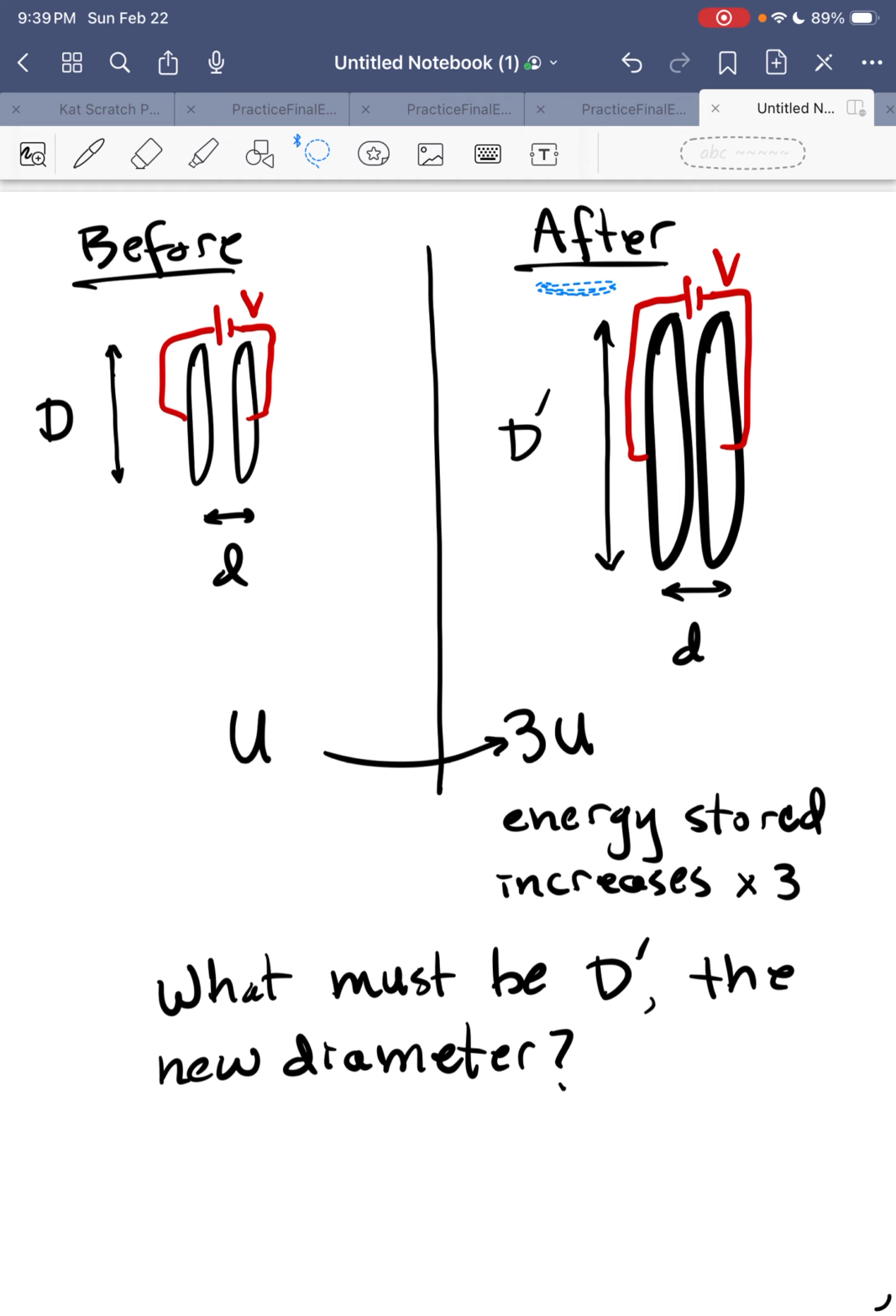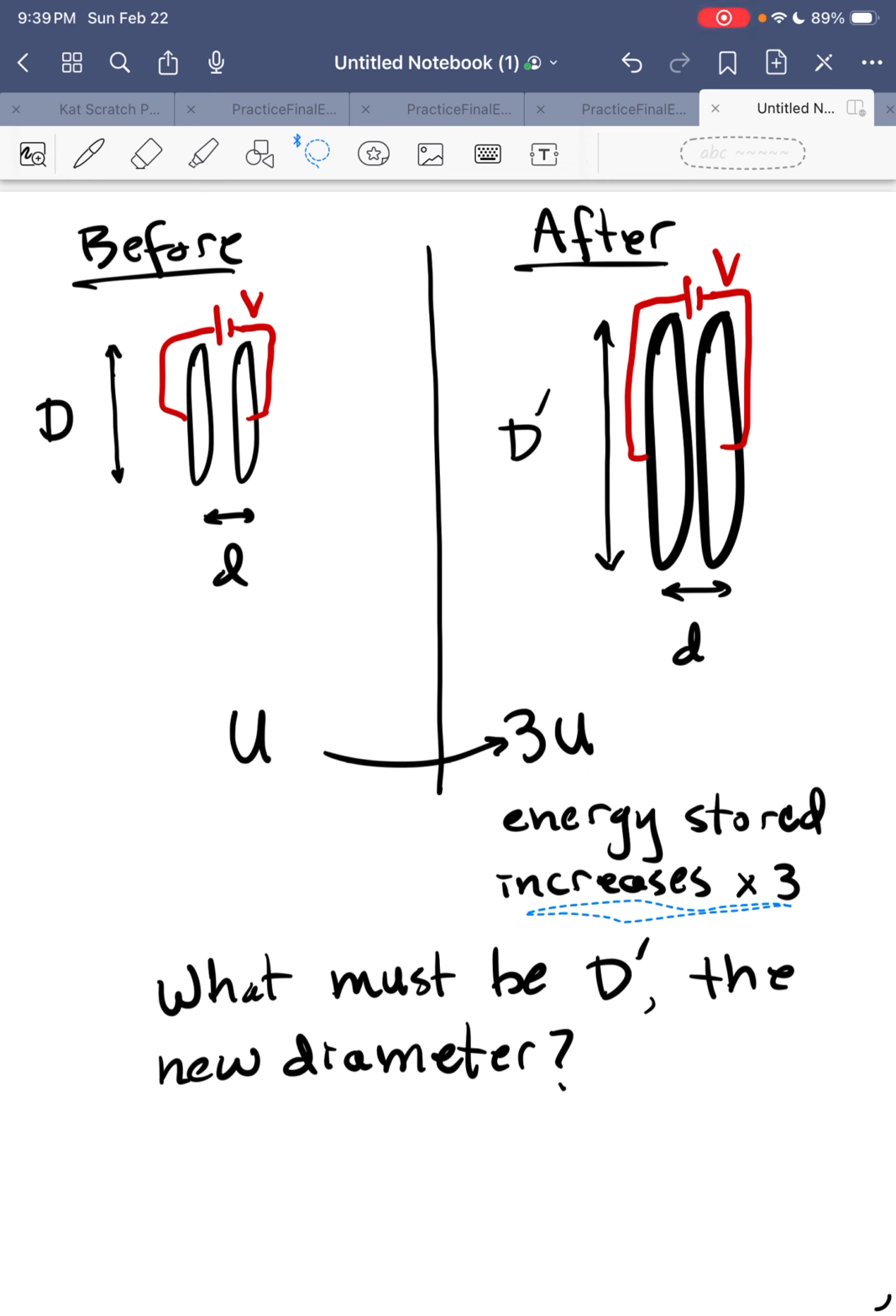So they give you a capacitor. They say it's got circular plates, which I've drawn here, and they're connected by some particular potential V. Each plate is the same. They're circular. It has a diameter of capital D and a distance between the two plates of little d. They say that this stores a certain amount of electrical potential energy. We'll call it U. And what they want to do is create a new type of capacitor that will store 3 times the energy. So the energy stored will increase by a factor of 3.